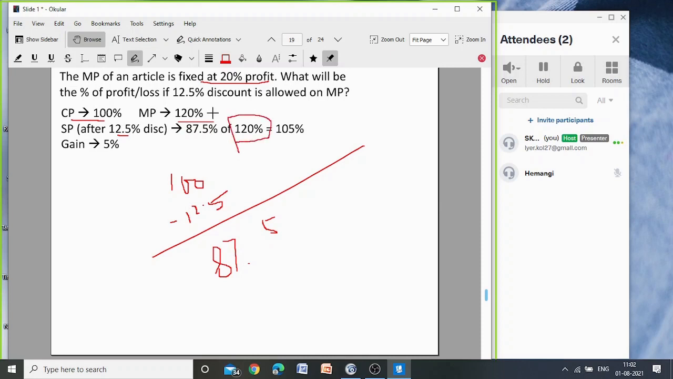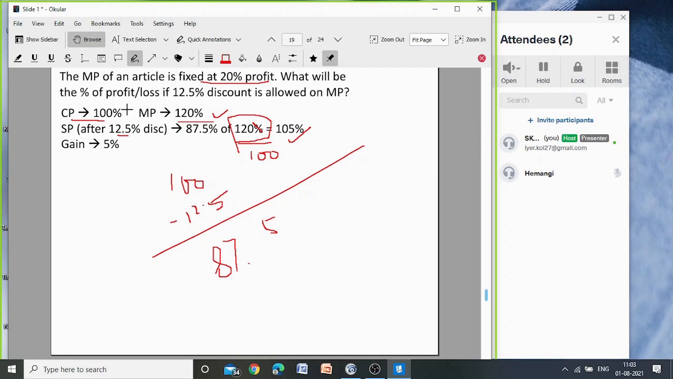Your mark price is 120%. On this, you are getting 87.5%. And if you do it, you will get 105%. How will you do? Put 100 for one, don't put 100 for both. Put 100 for one. For the other one, it will remain as a percentage. Its percentage is gone because I put 100. The other will remain a percentage. Now you calculate, you will get 105%.